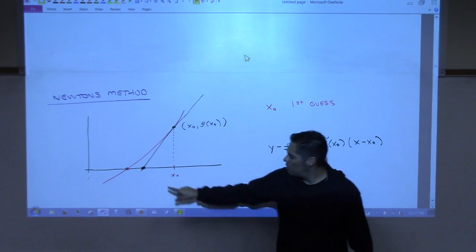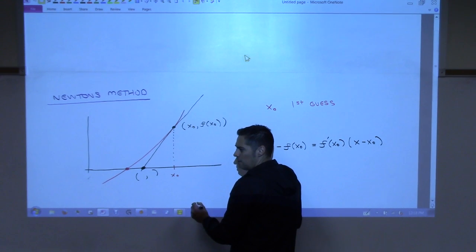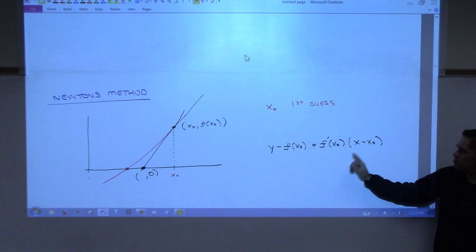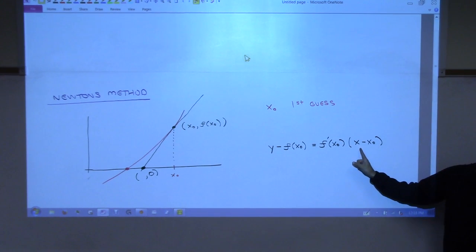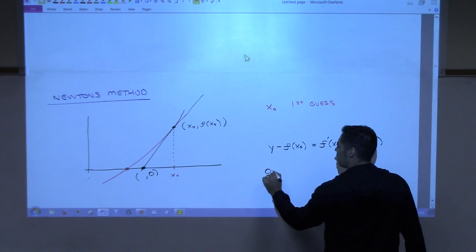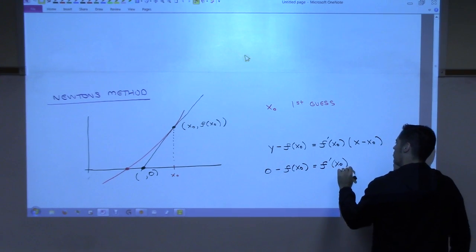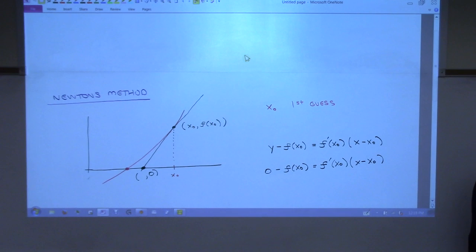But I want to know what that point is. And this point right here is on the x-axis, which means the y is 0, isn't it? So let's take this equation right here, and let's replace y with 0 and solve for x. Not x naught, because x naught was already given, right? So let's replace this with 0. We get 0 minus f of x naught equals f prime of x naught times x minus x naught, right? So that 0 is not even there? Okay. What now?